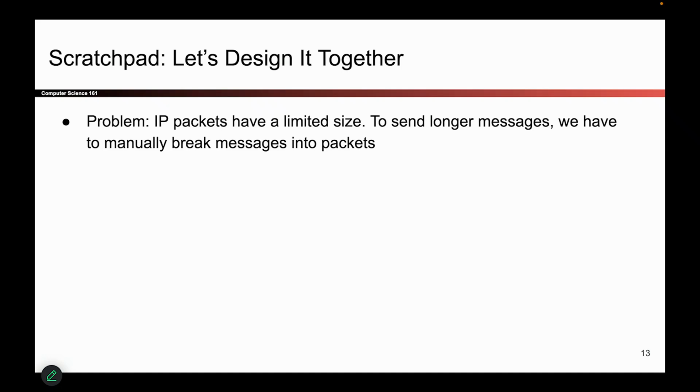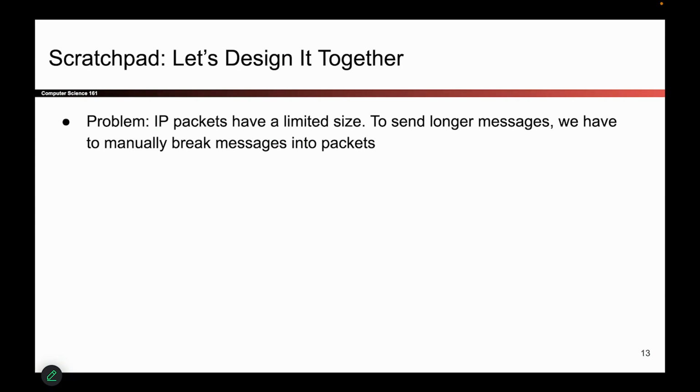So for example, one problem that we haven't explicitly called out yet is that IP packets are limited in size. You cannot send a layer 3 IP packet that is 1 gigabyte of size. That's just too big for the network to handle. The network only handles packets of, say, 1,000 bytes or so.